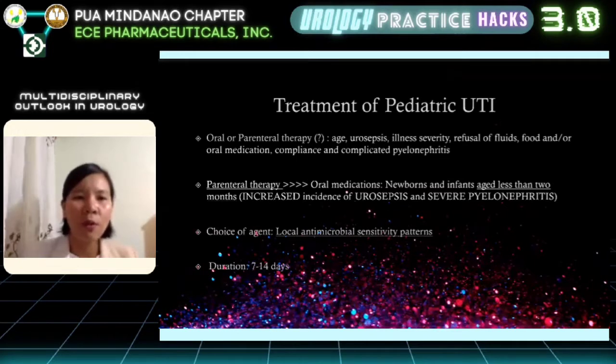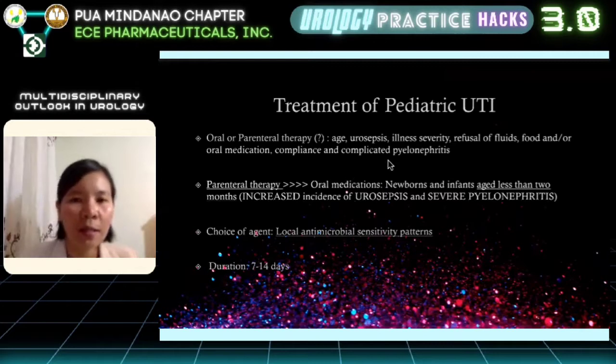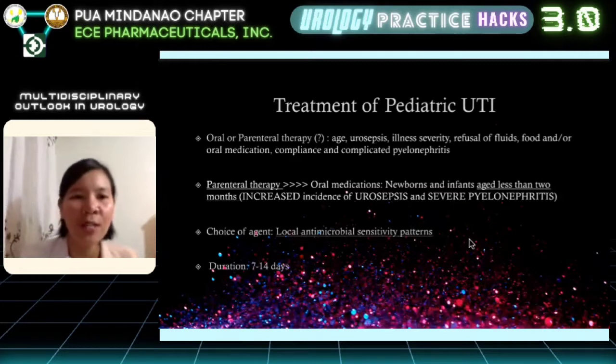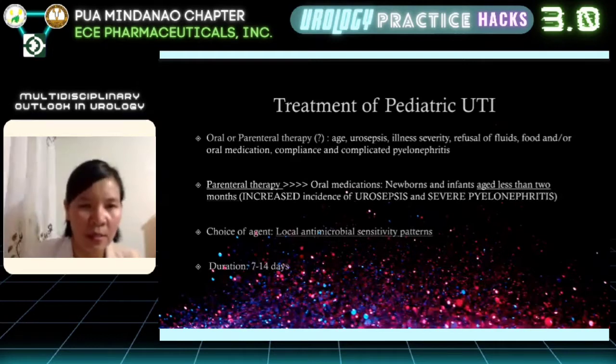The choice between oral and parenteral therapy should be based on the age of the patient, the clinical suspicion of urosepsis, illness severity, refusal of fluids, food and oral medications, whether the patient has been vomiting or has diarrhea, or is non-compliant, and those with complicated UTI. But parenteral therapy is greatly favored over oral medications in newborn patients and infants aged less than 2 months, because in this population there is an increased risk of urosepsis and severe pyelonephritis.